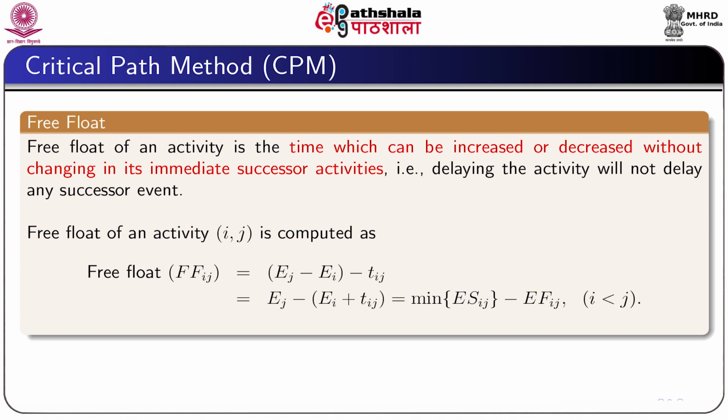Free float. Free float of an activity is the time which can be increased or decreased without changing its immediate successor activities. That is, delaying the activity will not delay the successor event. Therefore, free float for the activity ij can be computed as FFij is equal to Ej minus Ei minus tij, which is equal to minimum of ESij minus EFij, where i is less than j.